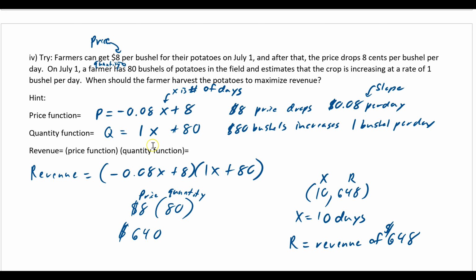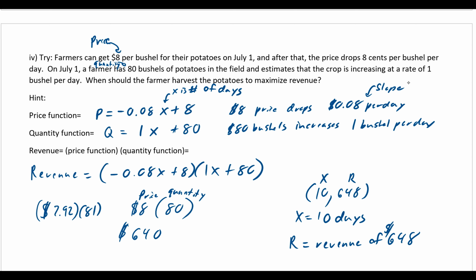Revenue is price times quantity. See, that's what we're doing here, price times quantity. So if we take the price function and the quantity function and multiply them, what we get is the revenue, the amount that we would get. So every single day, if you were to plug in x equals 1, you would then get $7.92, and he would now have 81 bushels. So that would give him his revenue.